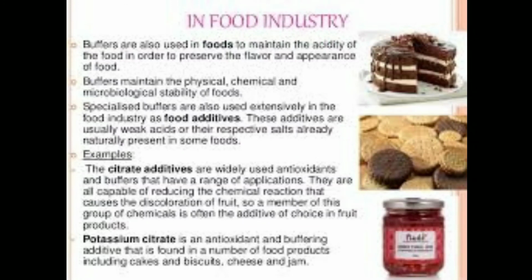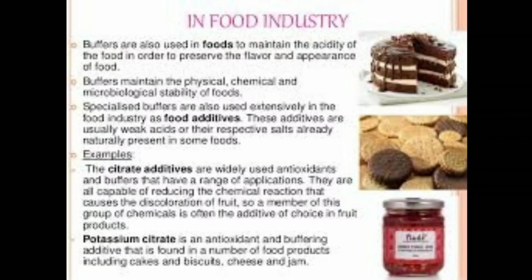Buffers are also used in the food industry. They maintain the acidity of the food in order to preserve the flavor and appearance of the food. The buffers maintain the physical, chemical and microbiological stability of foods. They are used extensively in the food industry as food additives.